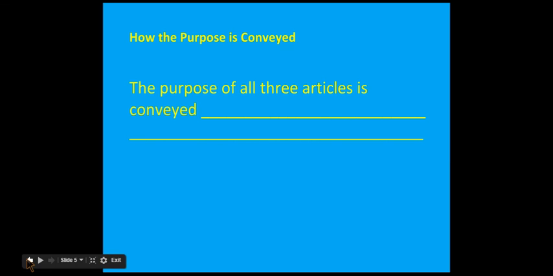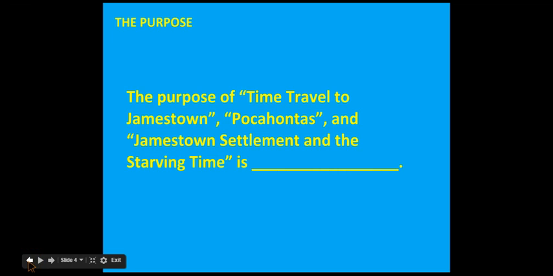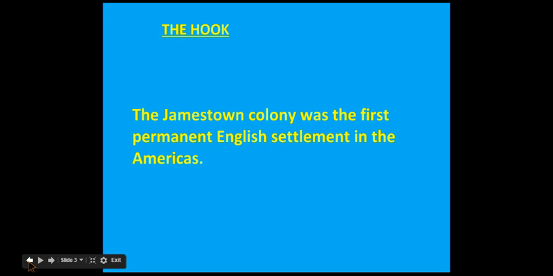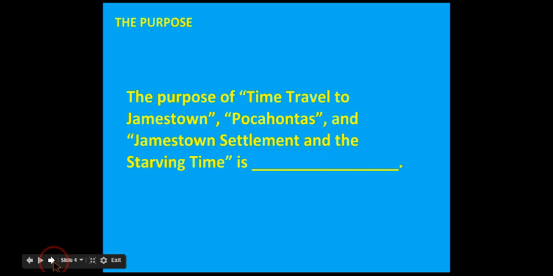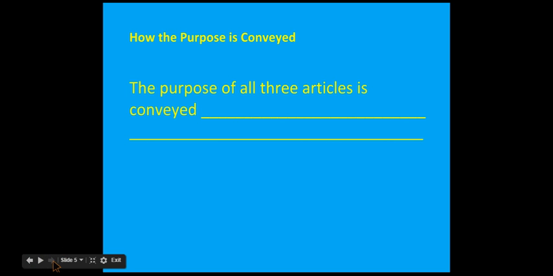Let's go through it one more time. You need a hook. You need to talk about the purpose. Talk about how the purpose is conveyed. Then talk about how the author presents that information. And make sure you have a wrap-up statement.